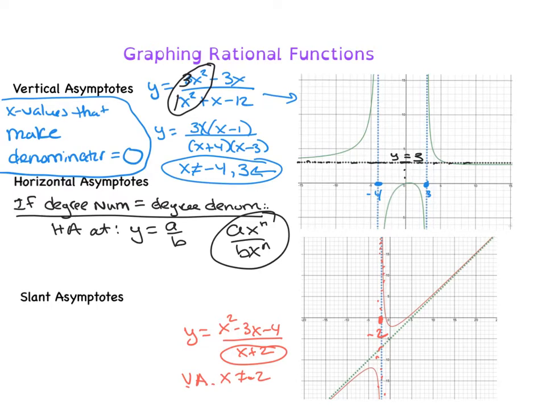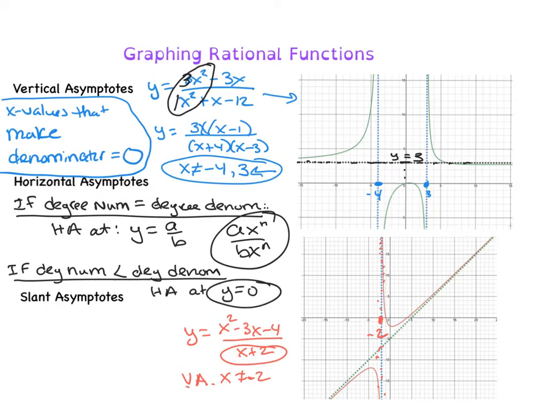Another case that I don't have graphed here, where you have a horizontal asymptote, is if the degree of the numerator is smaller than the degree of the denominator. Then you have a horizontal asymptote at y equals 0. And I'll do one of those in the next example.